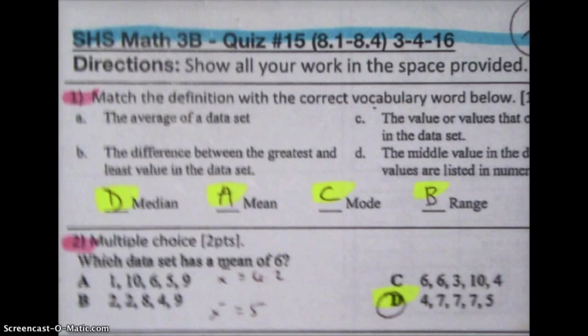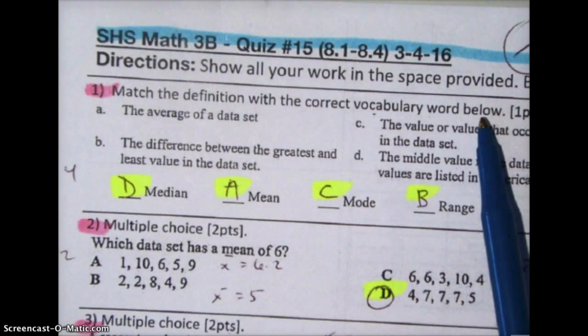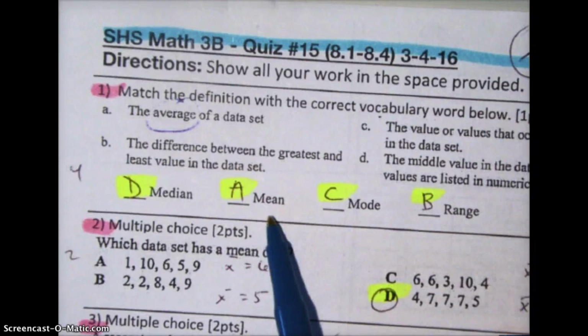So all you have to do is go through and read each of your choices. This one says the average. Class, what's another word for average? That is called the mean, or the symbol X bar.